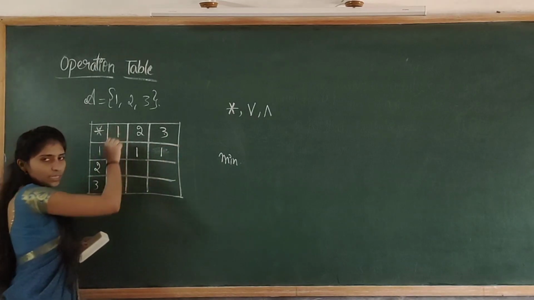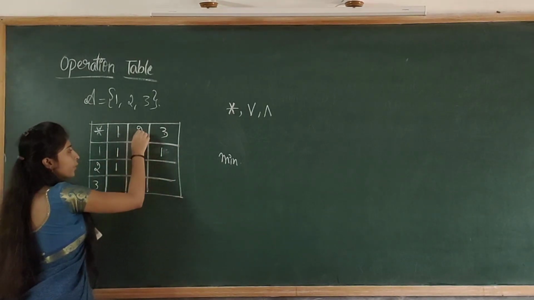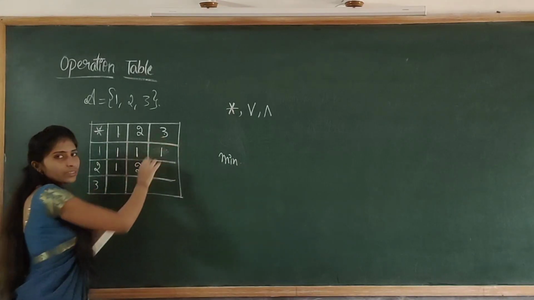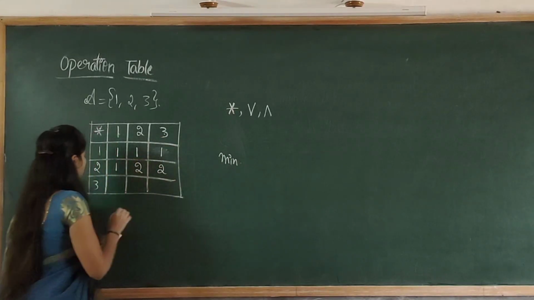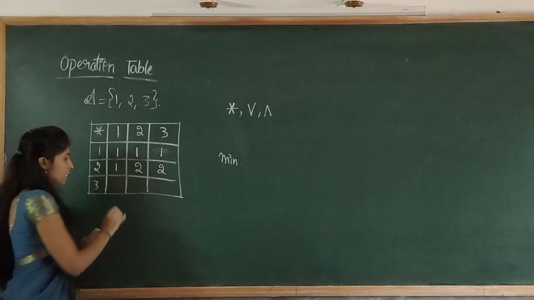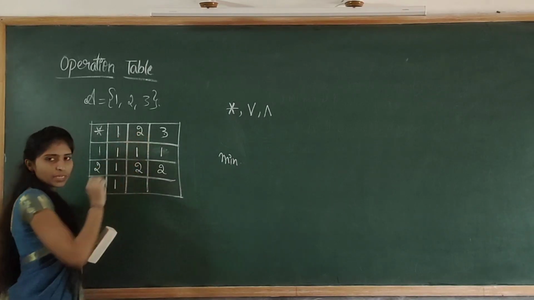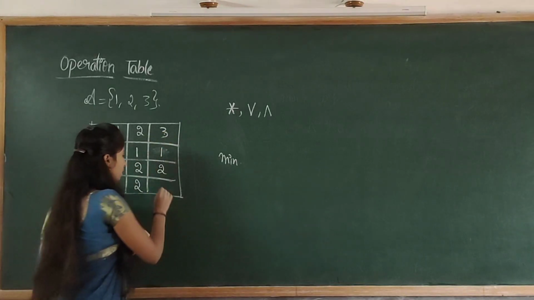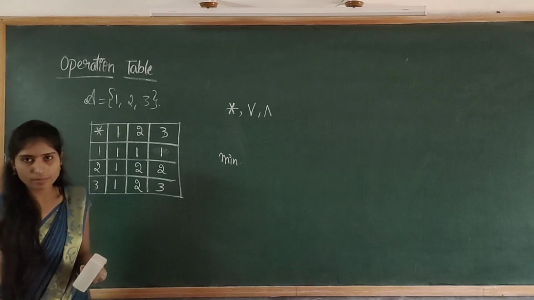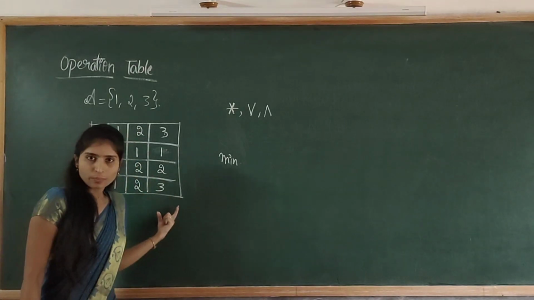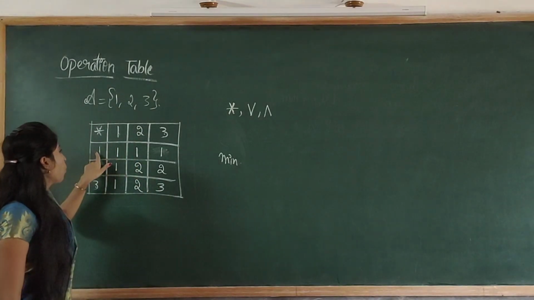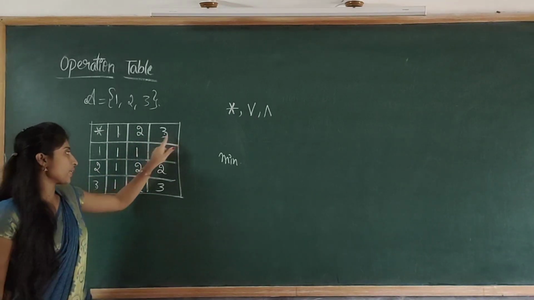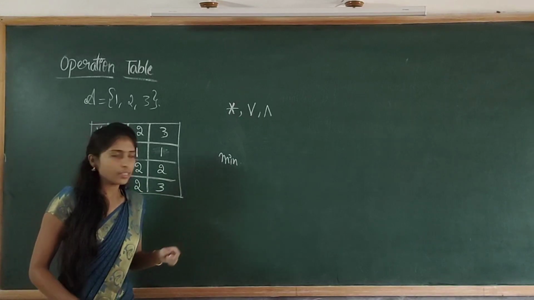And here 2 and 1, the minimum number is 1. In 2 and 2, both numbers are the same, so here I will write 2. In 2 and 3, the minimum number is 2. Here 3 and 1, the minimum number is 1. And here 3 and 2, the minimum number is 2. 3 and 3, the minimum number is 3. In this way, we write the operation table. I have taken the minimum. If they ask for maximum, for 1, 2 the maximum is 2. For 2, 3, the maximum is 3. Like that, you write the table.